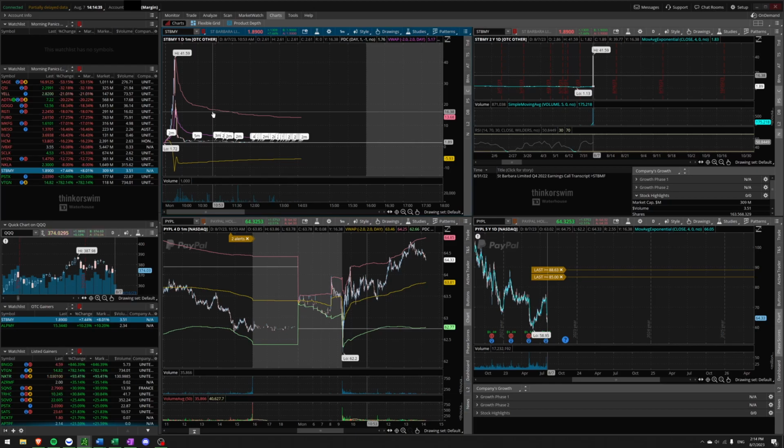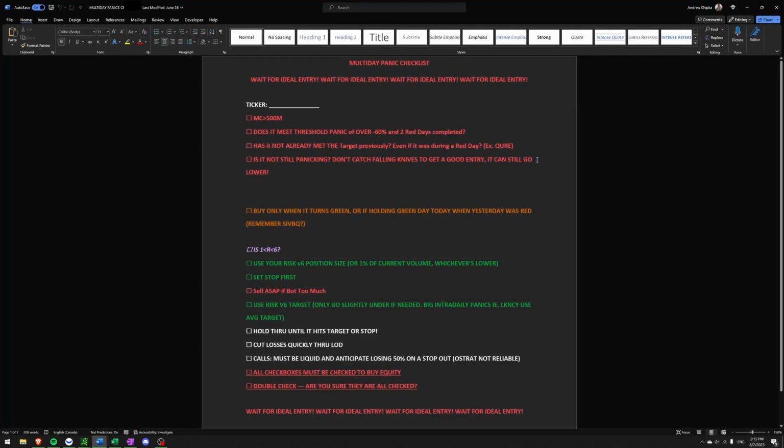And if anything's setting up for an actual trade, you know, usually it doesn't. But on the rare case that it does set up for an actual trade, I have all my checklists for every single type of trade that I do. So since we're talking about the multi-day panics, I'm going to bring up the multi-day panic checklist, okay?